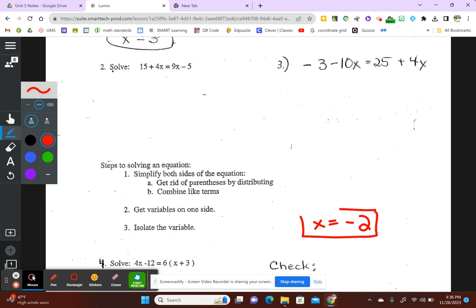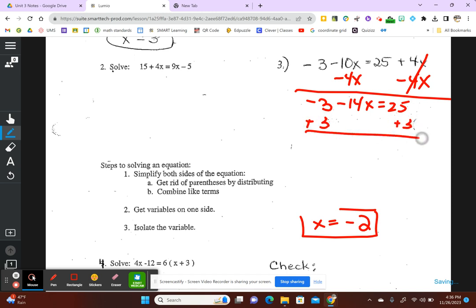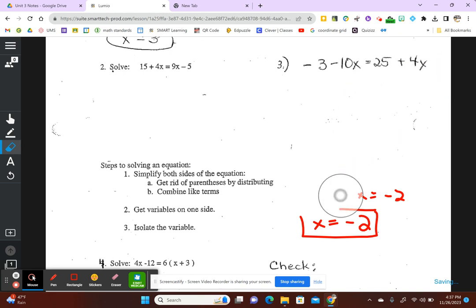So instead of adding 10x to both sides, now I'm going to subtract 4x from both sides because I have the choice. This becomes negative 3 minus 14x equals 25. This cancels out. Now I'm going to add 3 and add 3. And I get negative 14x equals positive 28. Divide by negative 14, divide by negative 14. And again, x equals negative 2. So either way, I end up with the same answer.